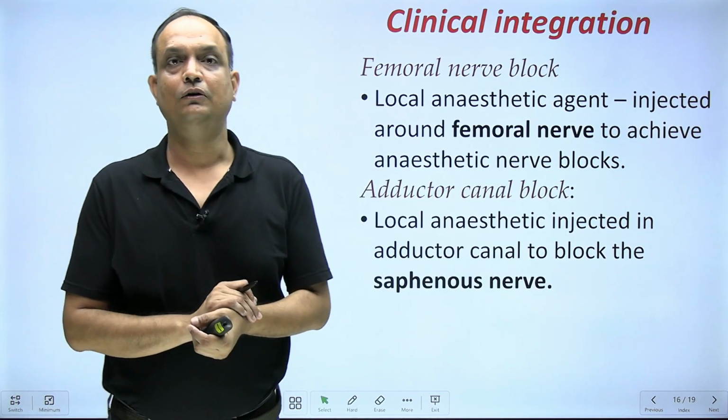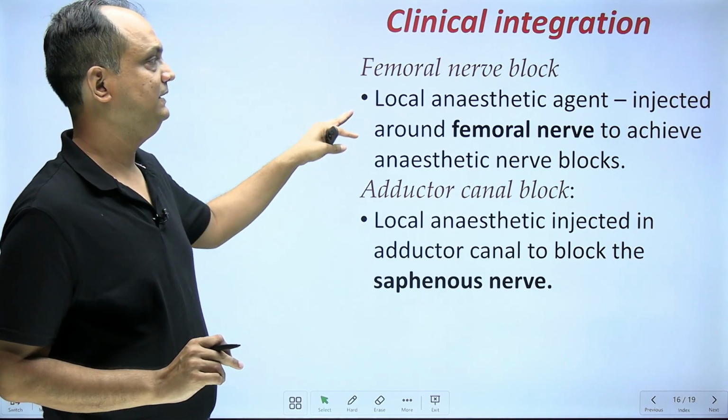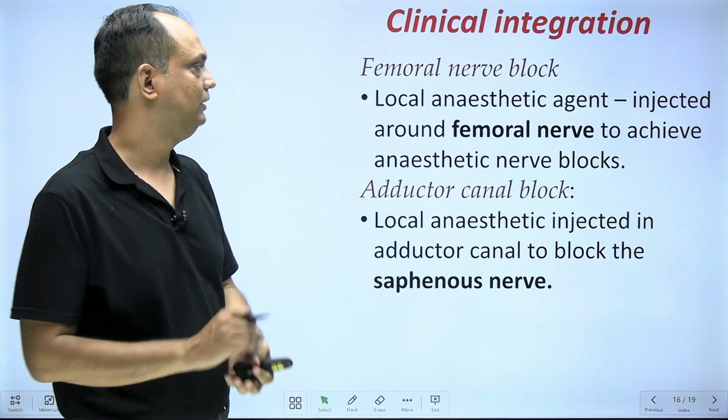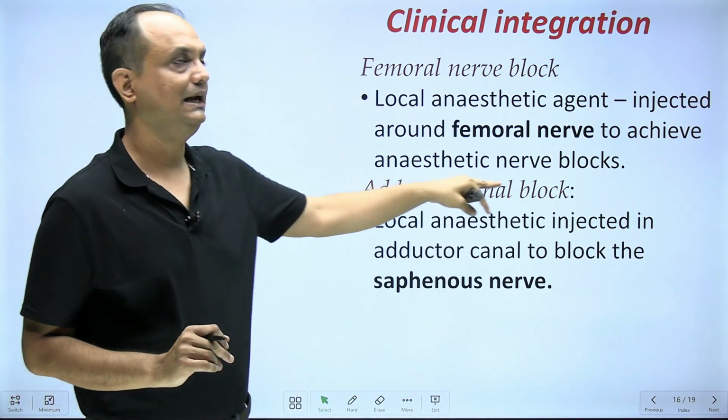Then we will give the femoral nerve block. Femoral nerve block means to produce local anesthesia, so injections are given around the femoral nerve. Second is adductor canal block.